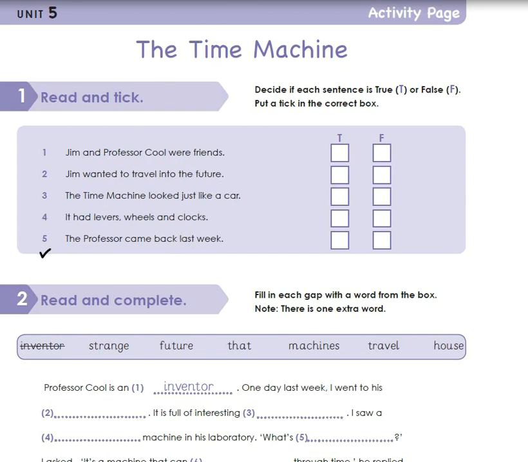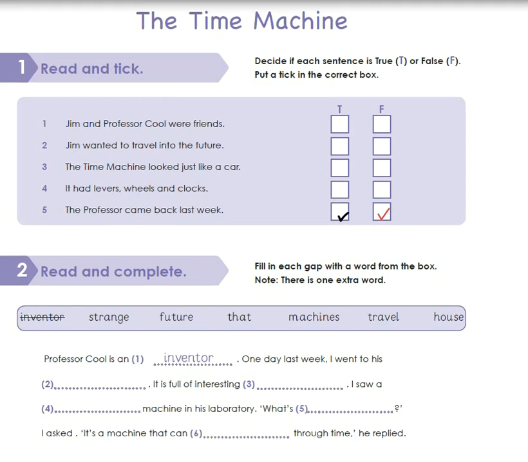طبعا لو ناخذ الجملة وليكن نمبر 5، هذه الجملة صح أم خطأ؟ It's false، لأن البروفيسور لم يعد بعد. إذن أضع علامة صح هنا عند الإف بمعنى false. هذه طريقة الإجابة. ولو كانت صحيحة تضع علامة صح عند T.